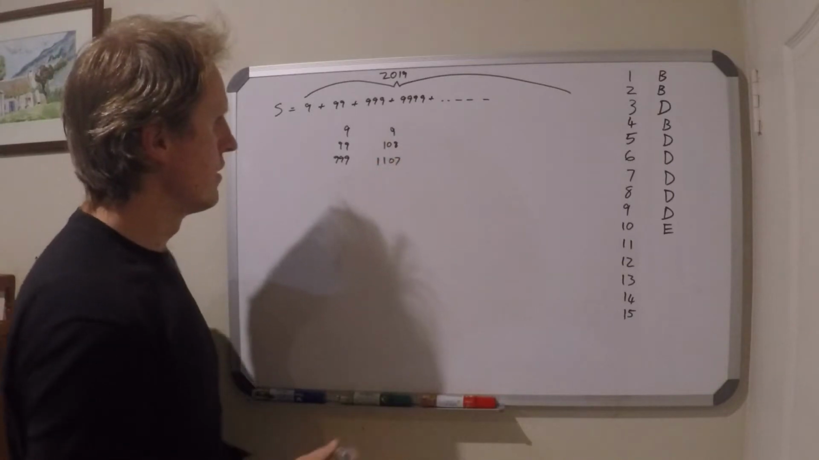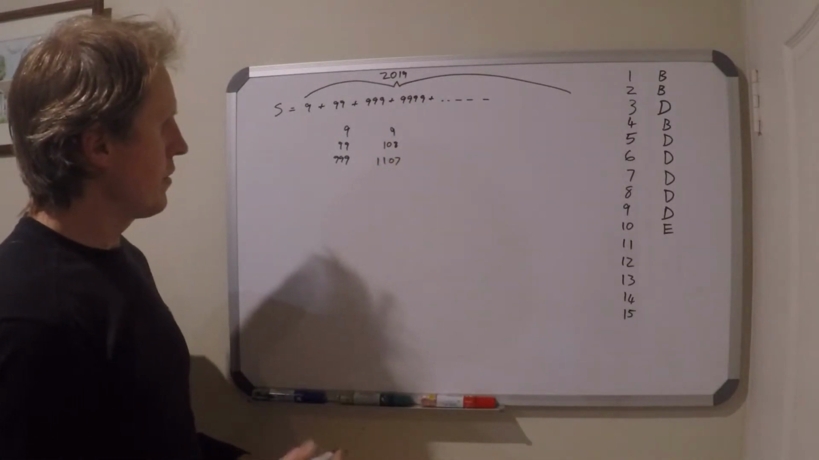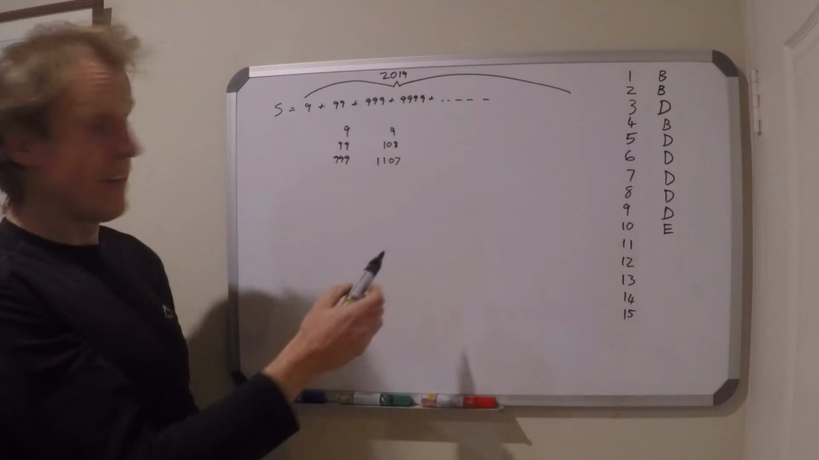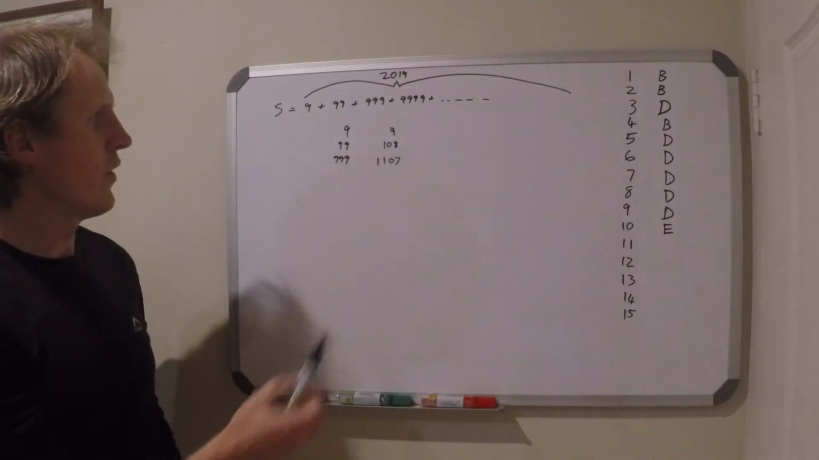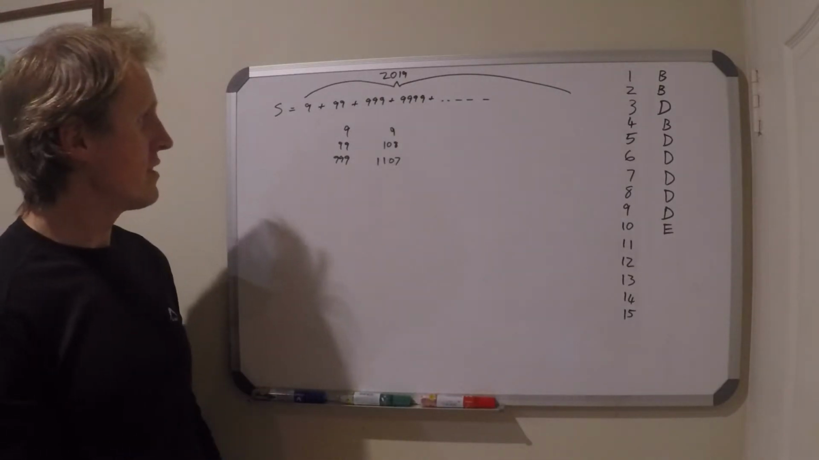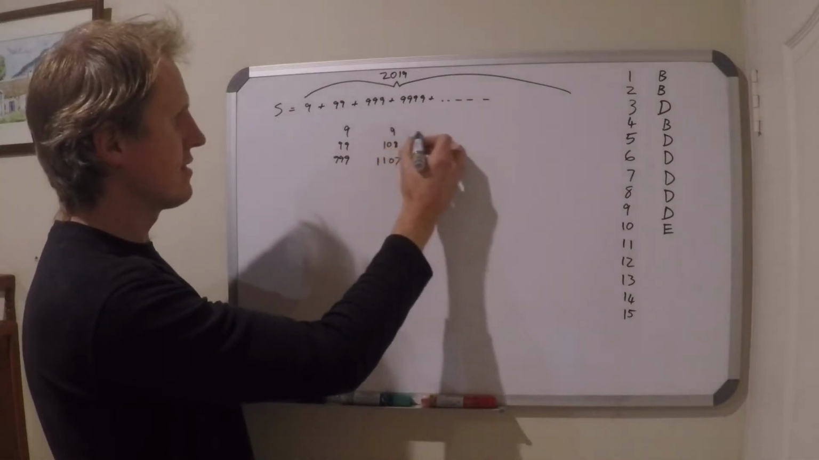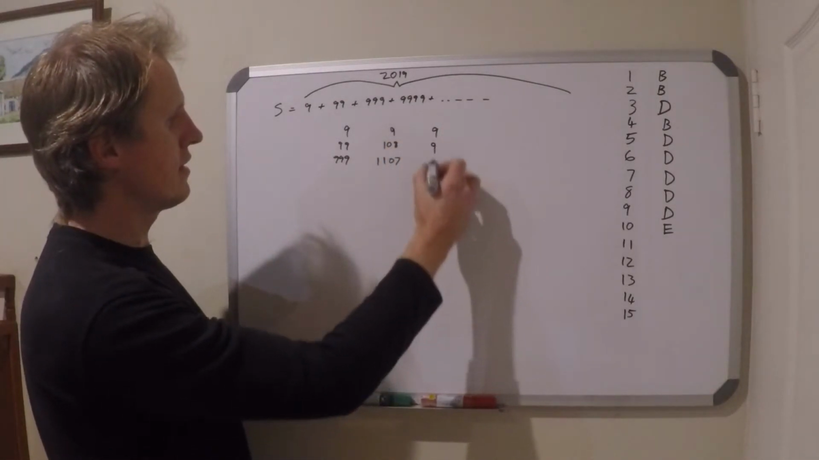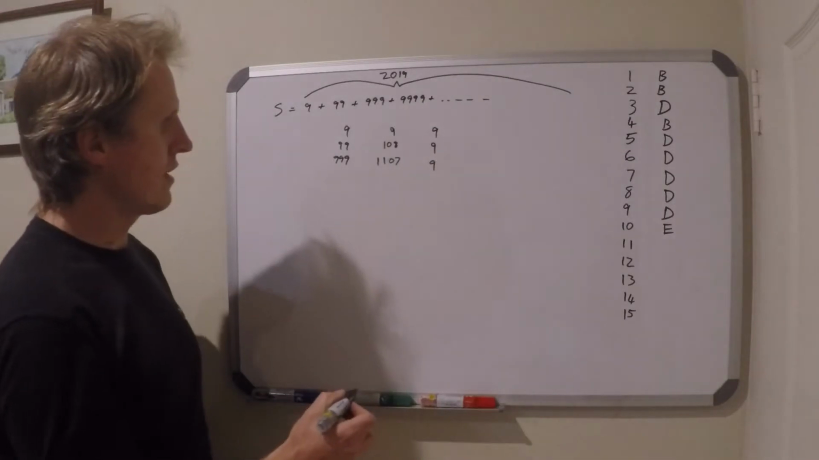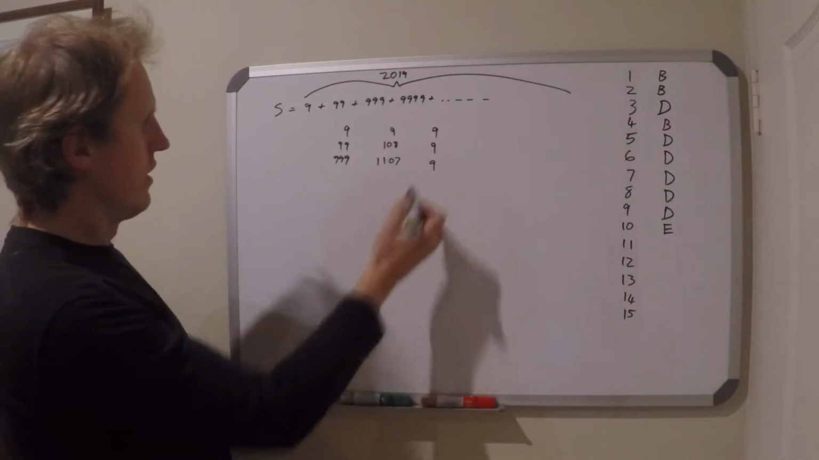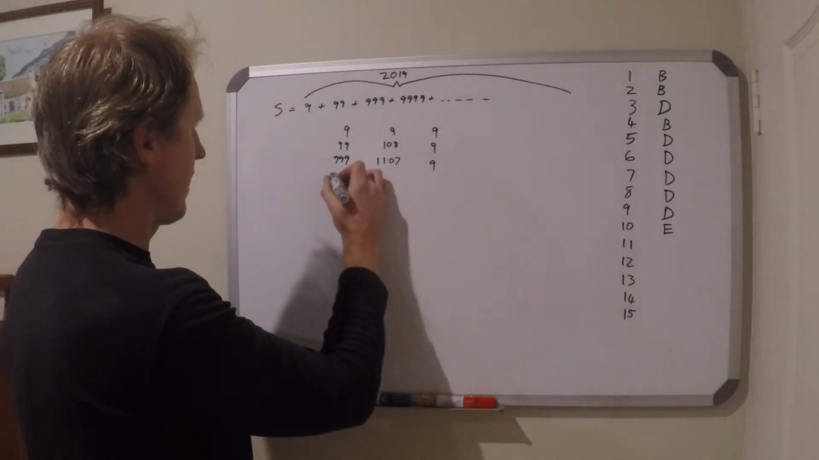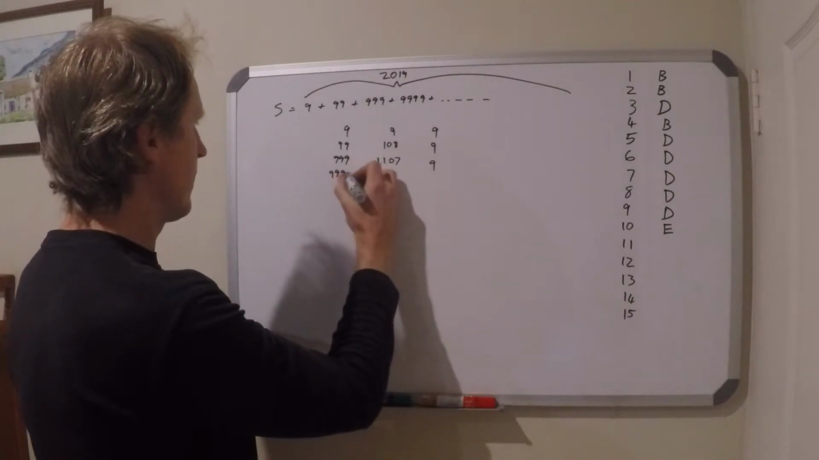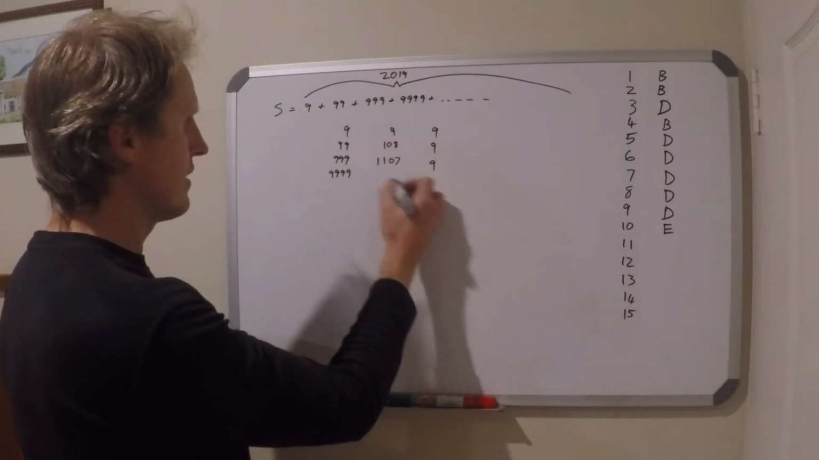There we go. And already there is a little bit of a pattern. We want to know the sum of the digits. In this case, the sum of the digits is 9. And here it's 9 again, and here it's 9 again. So if we repeat this, 9, 9, 9, 9, let's add that up.